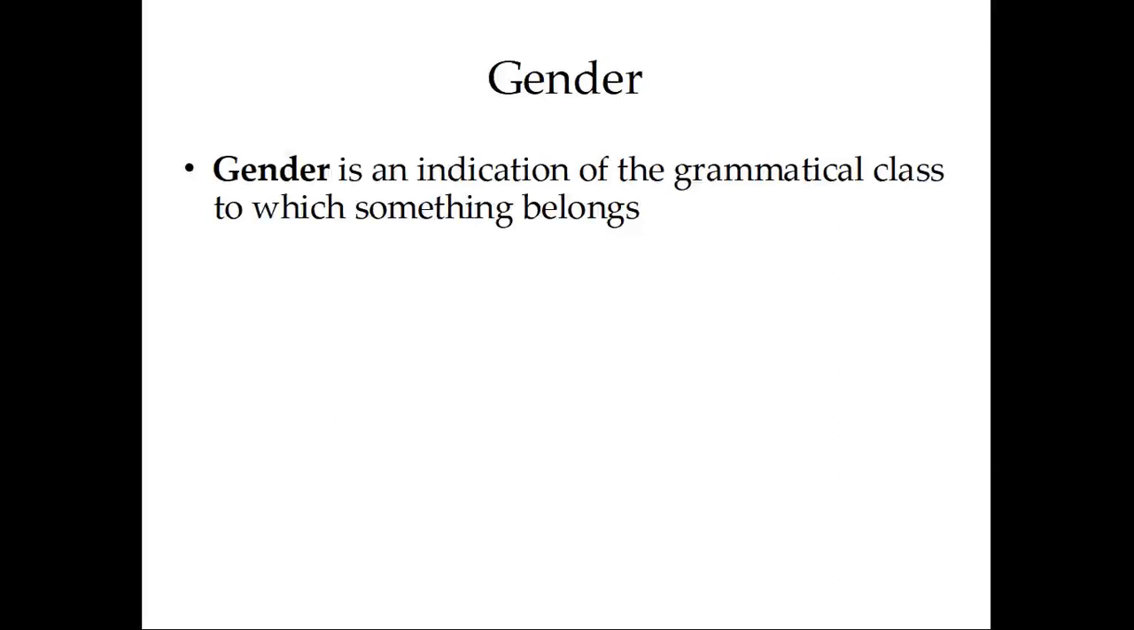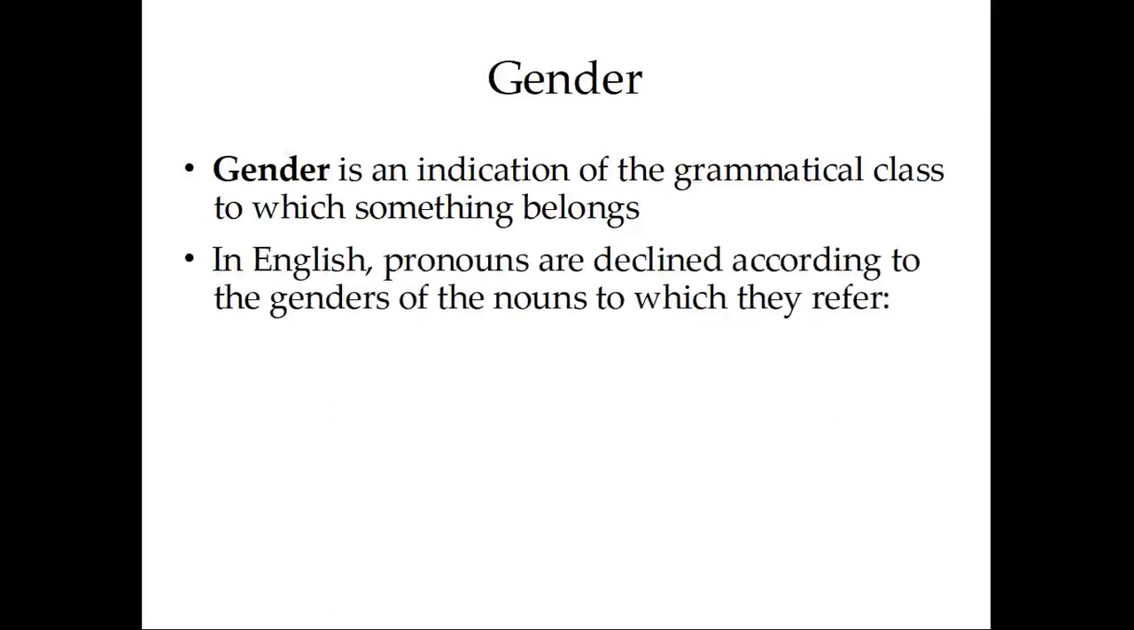Gender is an indication of the grammatical class to which something belongs. Gender is, as we will see, not as cut and dry as an indicator of the biological sex of a noun or pronoun. It's more complicated than that, especially in a language like Greek. In English, pronouns are declined according to the genders of the nouns to which they refer. For instance, masculine gender, my dad works because he has to. The pronoun he is referring to my dad, and because my dad is male, the pronoun he is masculine.